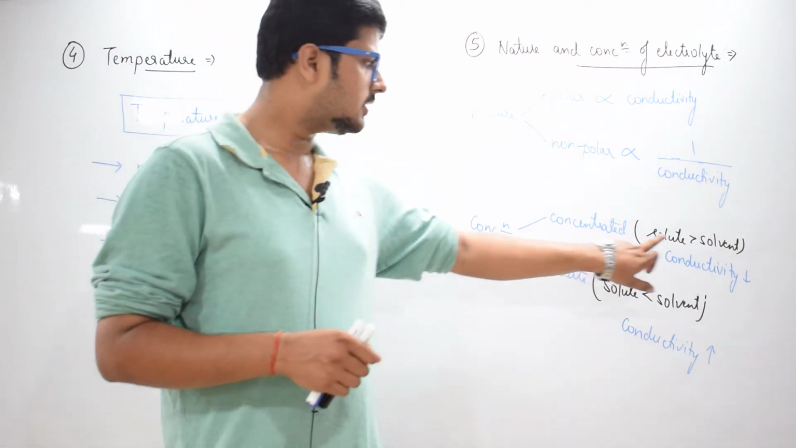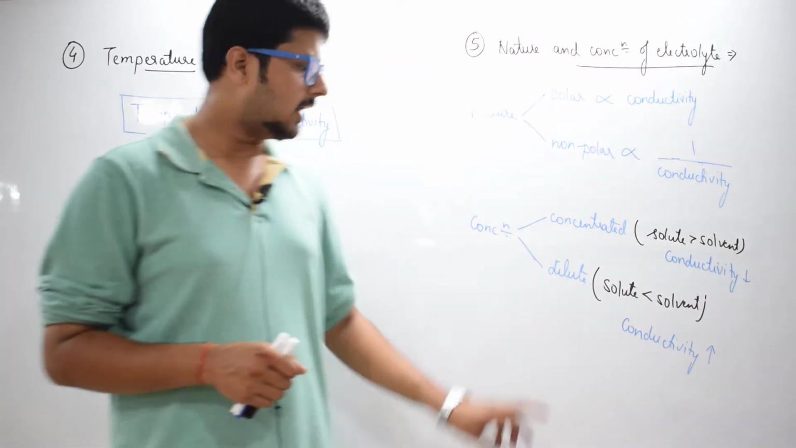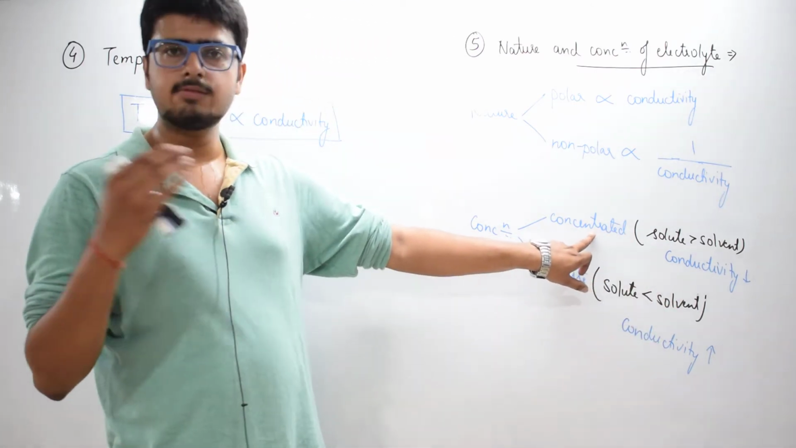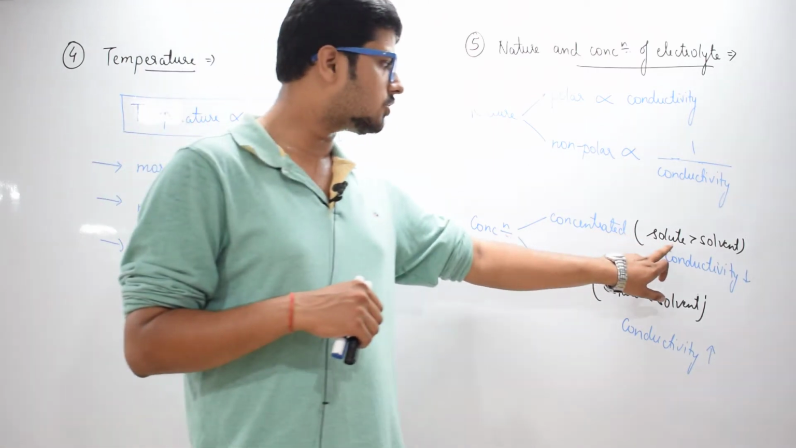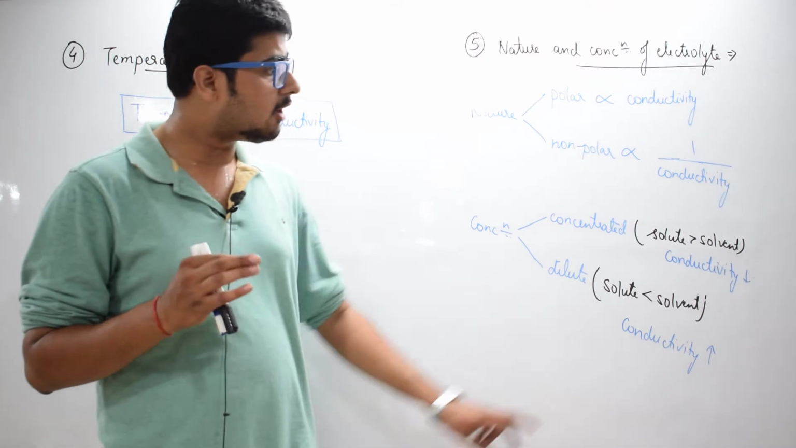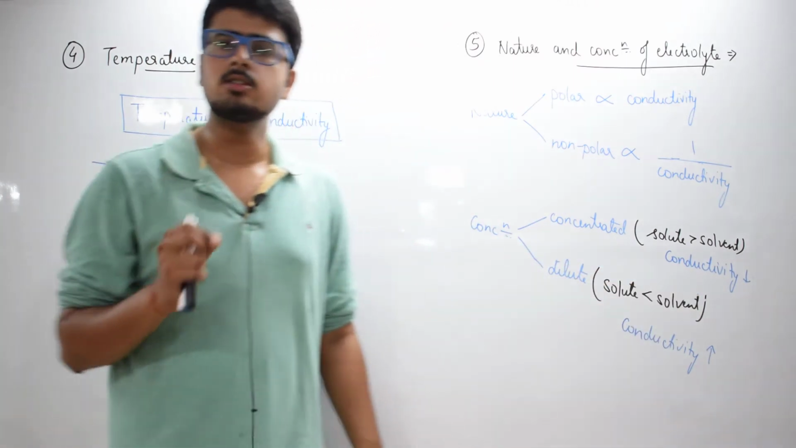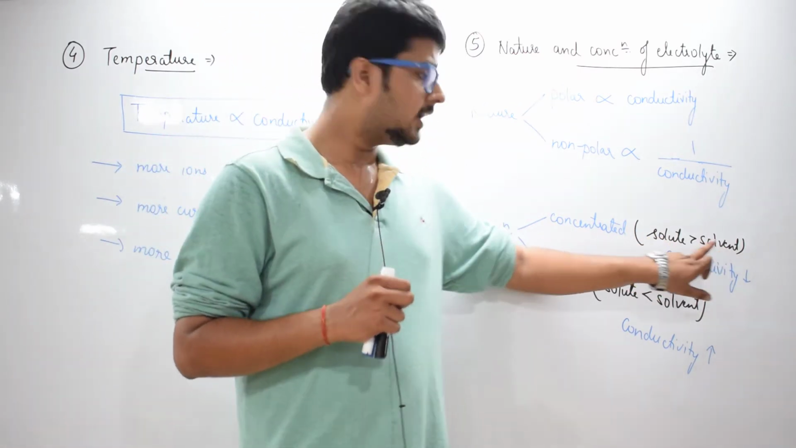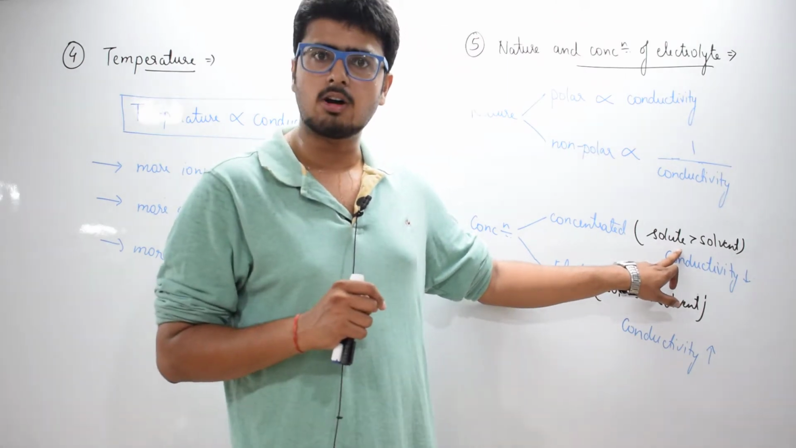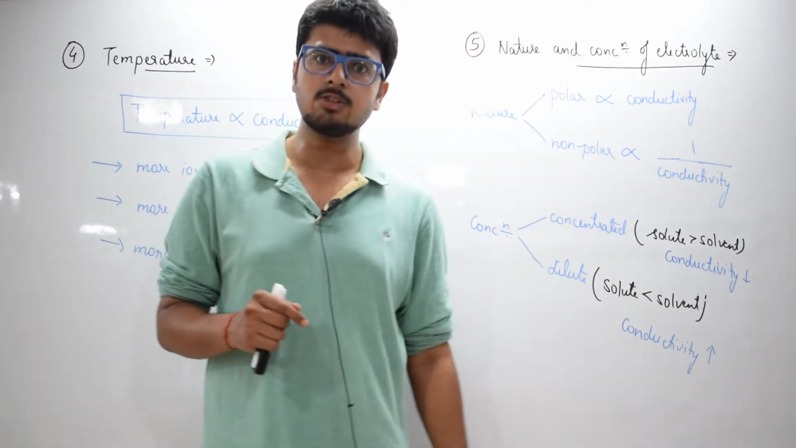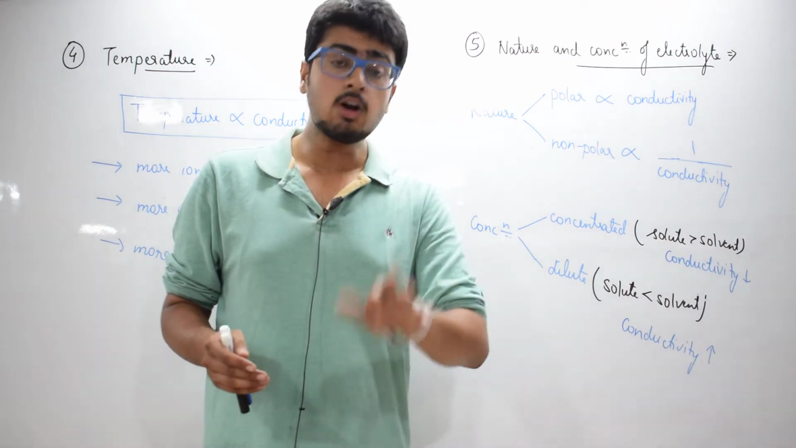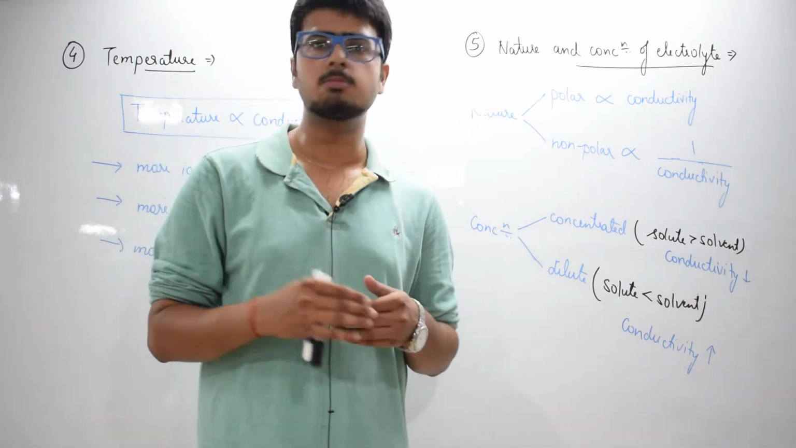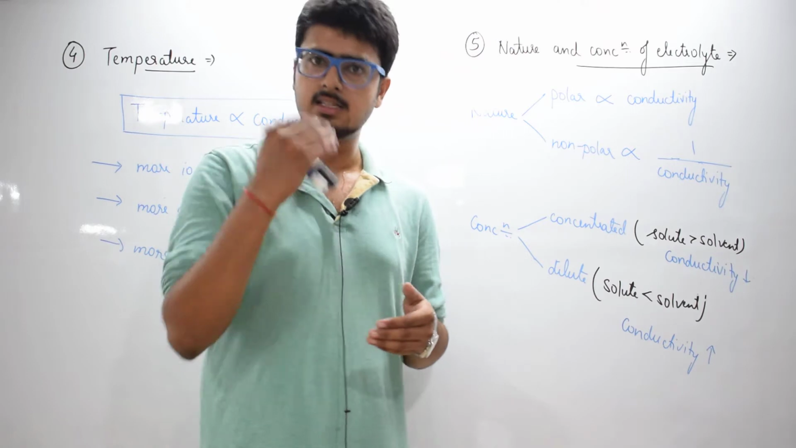Concentrated solution means that the amount of solute is greater than solvent, and dilute solution means the amount of solute is less than solvent. If the solution is concentrated, then it will always have a lower conductivity, because there will be less ionization and ions won't be formed easily. Because of the lesser formation of ions, the current will also be less, because more will be the ions, more will be the current, and lesser are the ions, lesser will be the current.